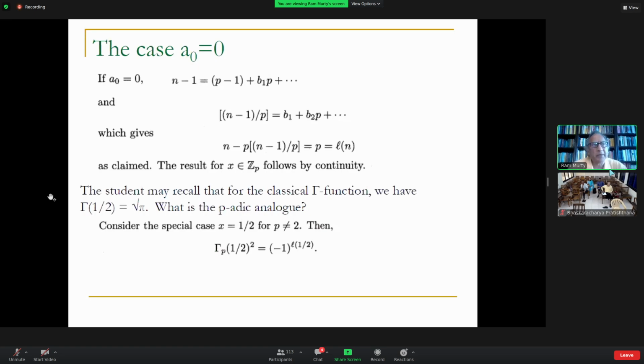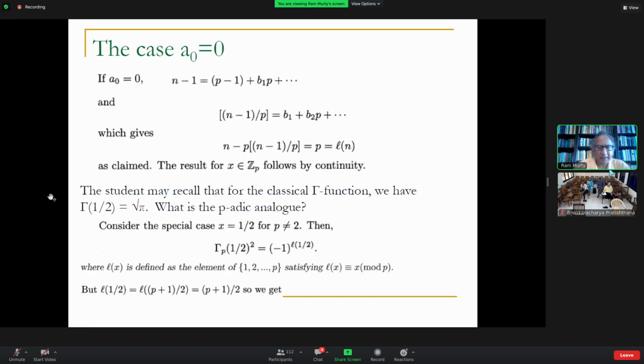So what's the p-adic analog of that? Well, in the previous example, I just said gamma p of x times gamma p of 1 minus x is minus 1 to the L of x. So you have to calculate what L of a half is. And we find that, what is L of a half? Well, L of a half is defined as that you have to look at the p-adic expansion of 1/2. Well, how do you get the p-adic expansion of 1/2? Well, L of a half is the same as L of p plus 1 over 2. And L of p plus 1 over 2 is exactly p plus 1 over 2 if p is an odd prime. So we get that gamma p of a half squared is 1 if p is congruent to 3 mod 4, and minus 1 if p is congruent to 1 mod 4.